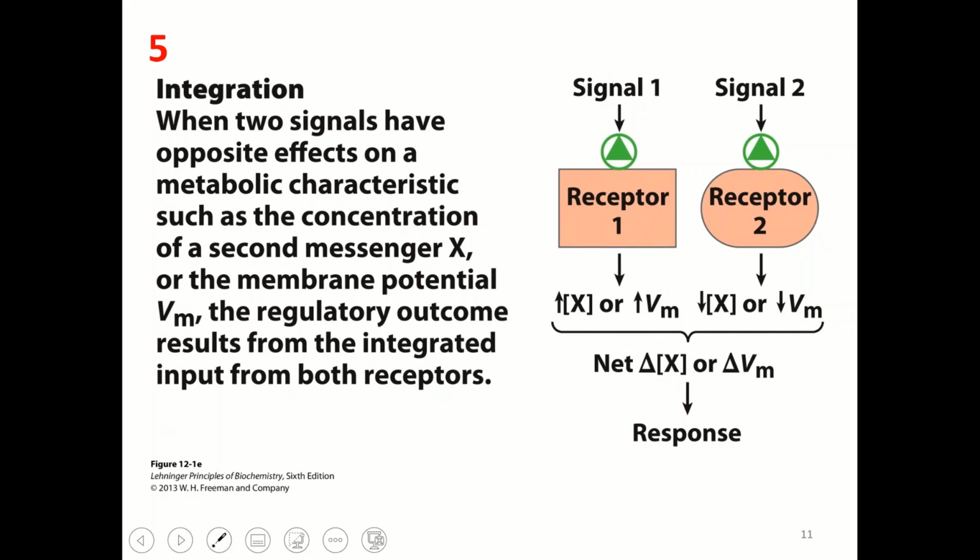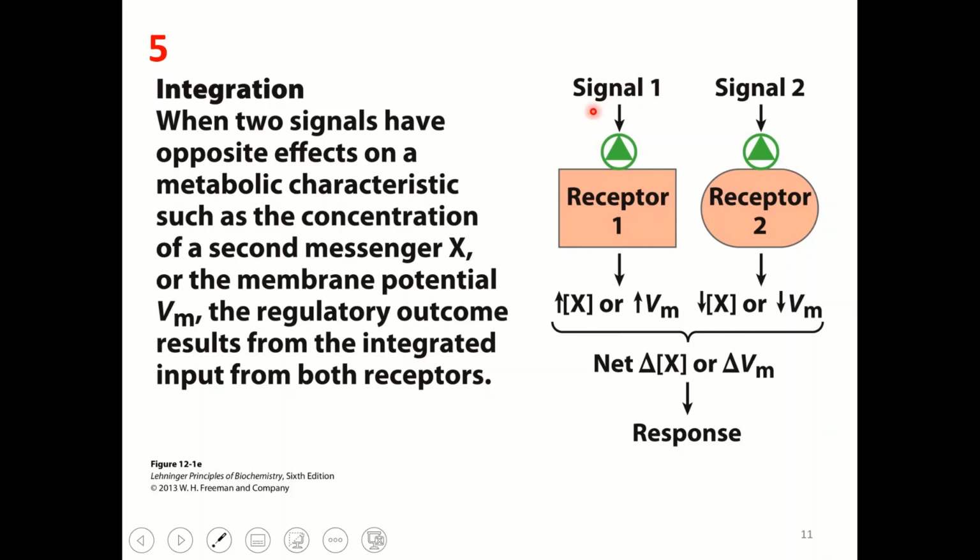And then finally, the fifth feature would be what's known as integration. This can get really complex. We'll see some examples of this as we go through this class today. It can get really complex, and we will try not to get too complex with this, at least in our class. Integration is when you can have 2 or more signals with opposite effects.